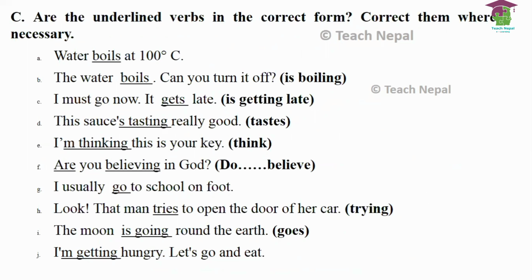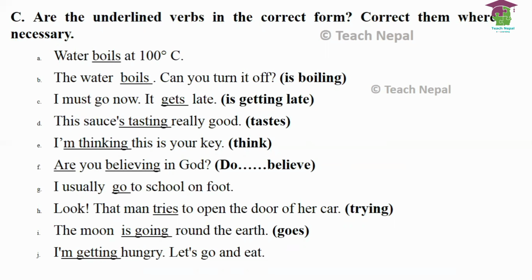It gets late. So it's getting late, you need to say. Number D, this sauce is tasting really good. The sauce tastes really good. Right? I'm thinking this is your key. I think this is your key. Number F, are you believing in God? You need to say, do you believe in God? In this way. Number G, it's correct.